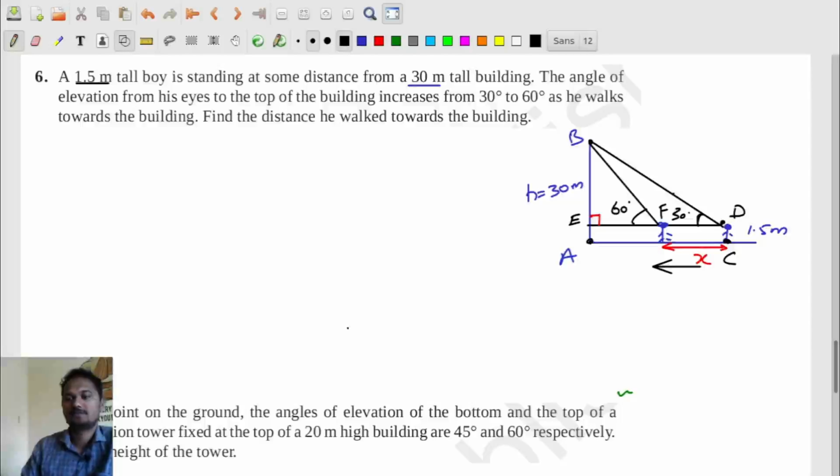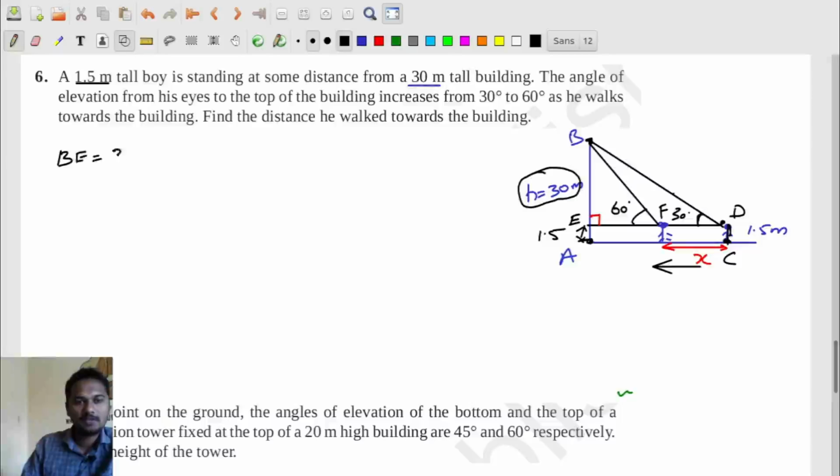See here, the total height from B to A is 30 meters. The total height of the building B to A is 30 meters, and then we know that the height of the person, the boy, is 1.5 meters. Then this A is also 1.5 meters, yes or no? A is 1.5 meters. Then what is BE?